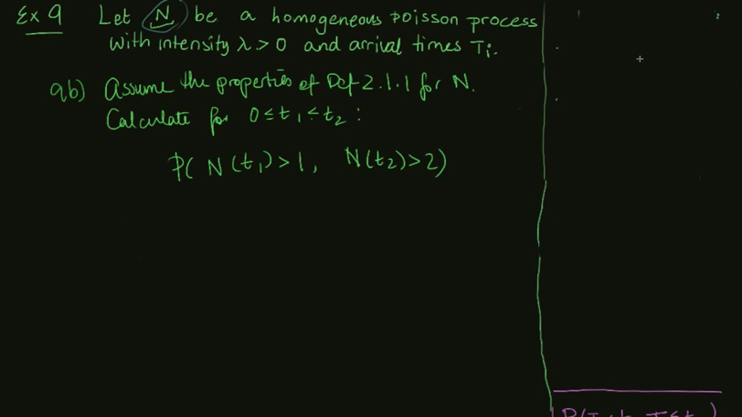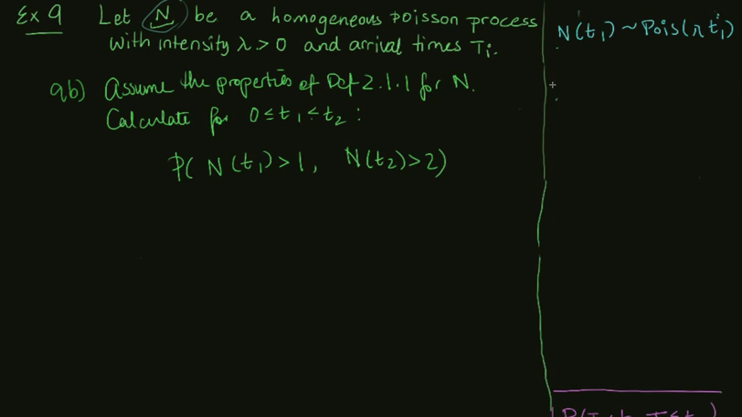Now, since we are assuming the properties of definition 2.1.1, let us just recall what that will imply in our case. So first of all, based on definition 2.1.1, we will know that N(t1), the first thing that we're looking at here, is Poisson distributed. And since we're looking at a homogeneous Poisson process with intensity lambda, the number of claims that we observe from time 0 to t1 will be Poisson distributed with expected value lambda multiplied by t1.